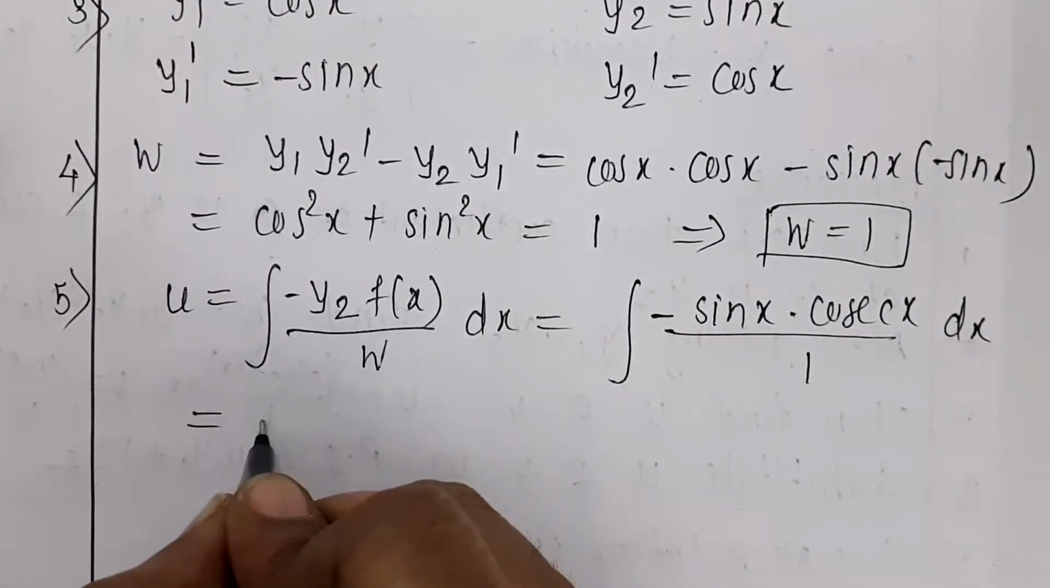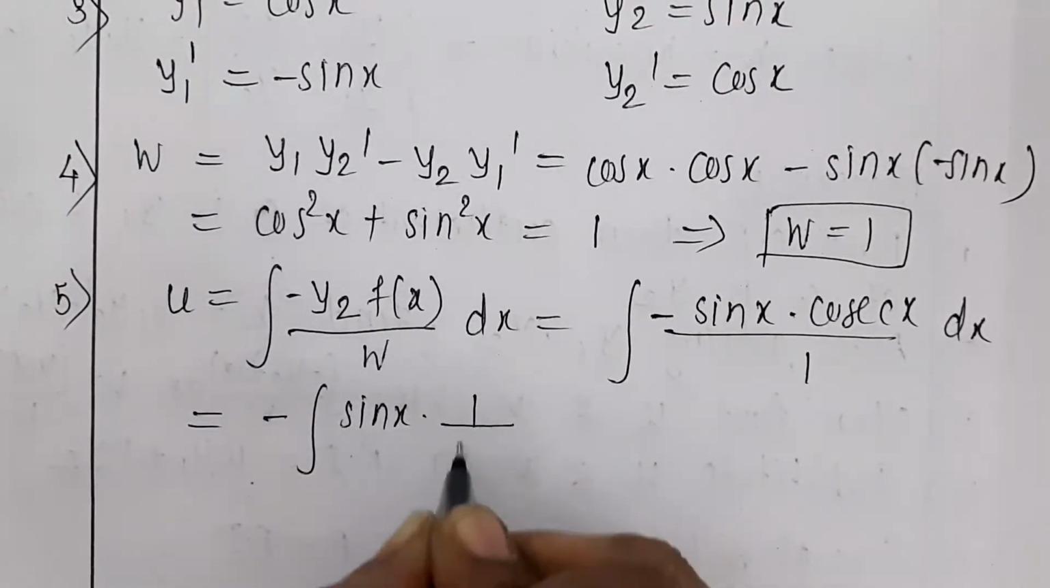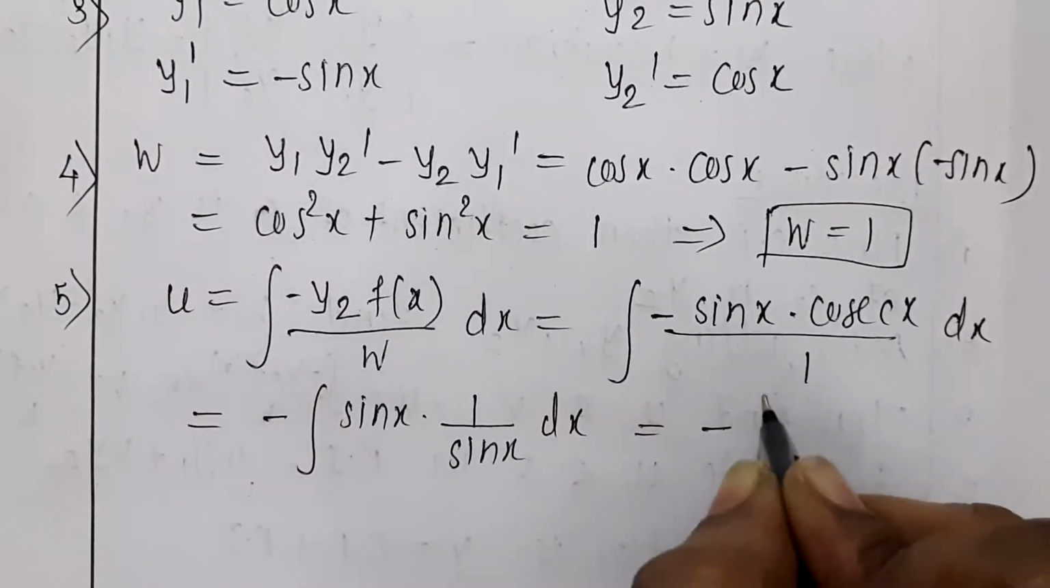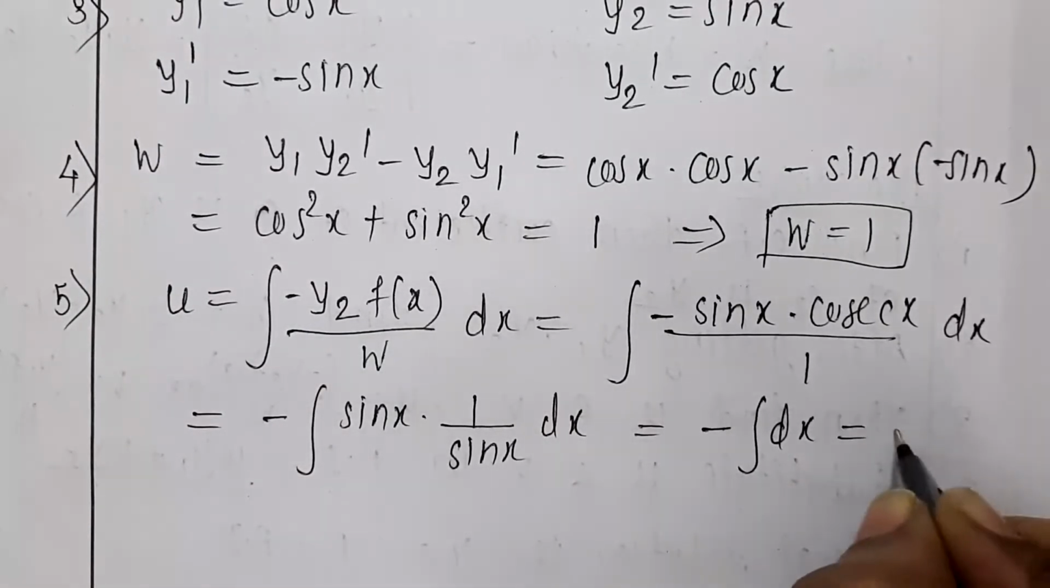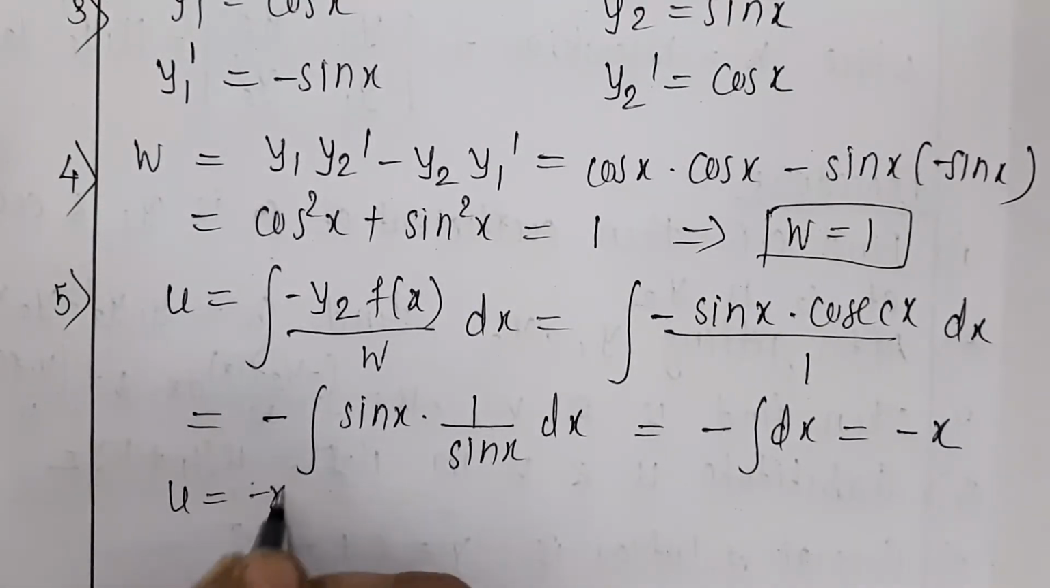which is equal to minus of integration of sin x. What is cosec x? 1 upon sin x into dx. So sin x gets cancelled. Integration of dx, which is equal to minus x. So U value is equal to minus x.